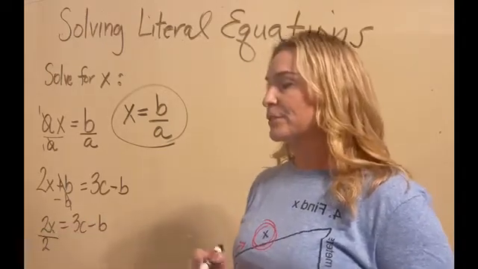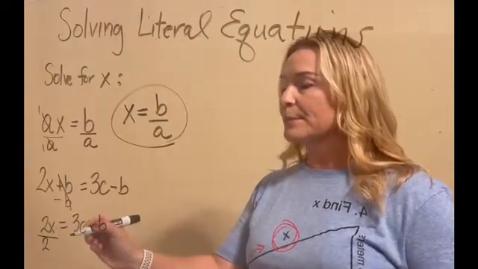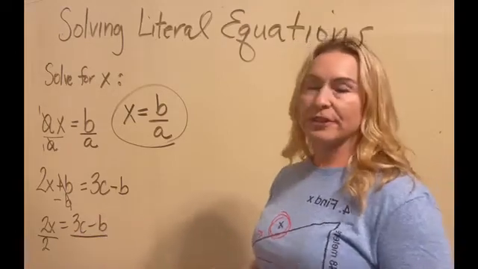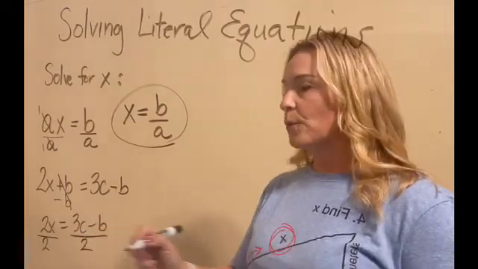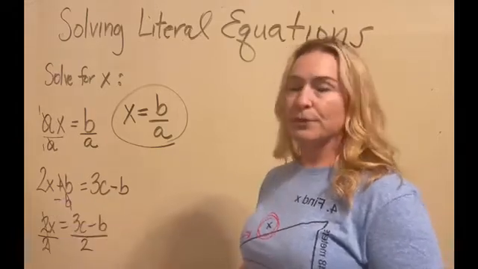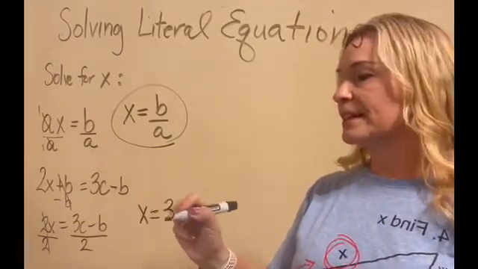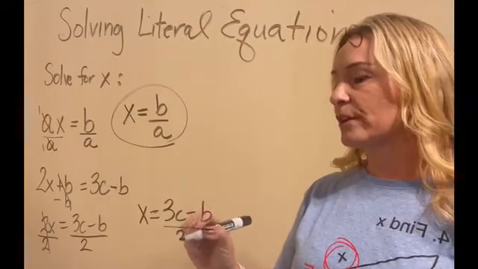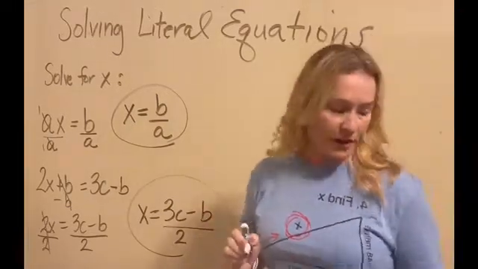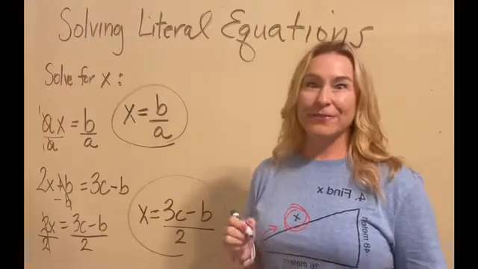So we're going to have the 2 here. And really, I'm going to put this whole thing over the top of a fraction bar and divide the whole thing by 2. Those 2's cancel out, leaving me with x equals 3c minus b all over 2. And that is as far as I have to go. Way easier.